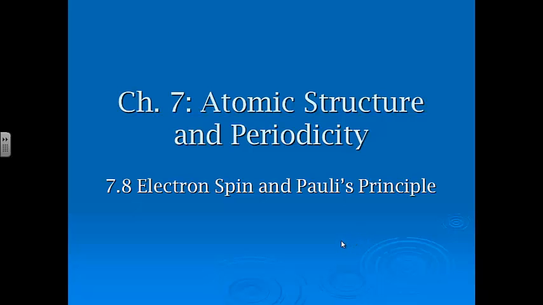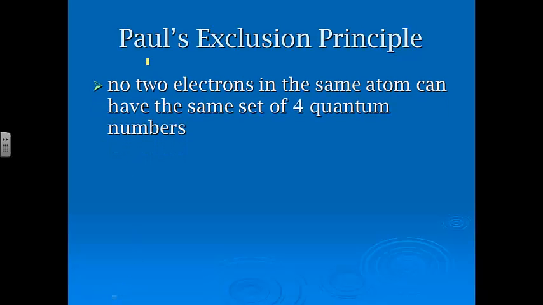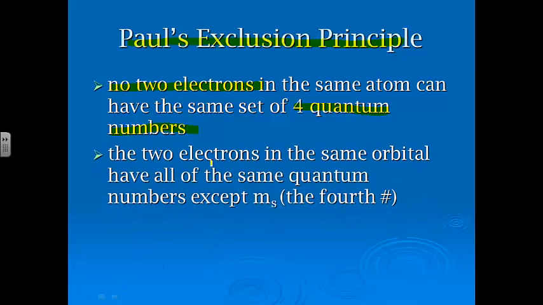Okay, today we are going to cover electron spin, Pauli's principle, Aufbau principle, and electron configurations. All right, so if we think about the Pauli exclusion principle, we should remember that no two electrons in the same atom can have the same set of four quantum numbers. And the two electrons in the same orbital will have all of the same quantum numbers except for the fourth.